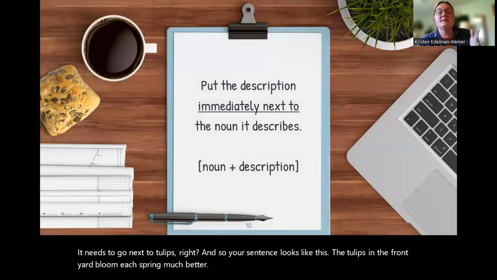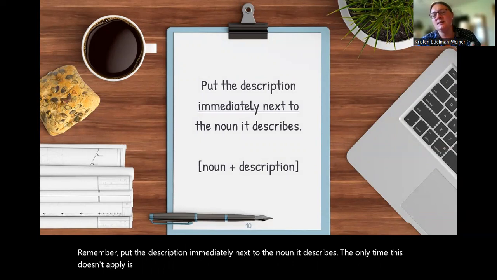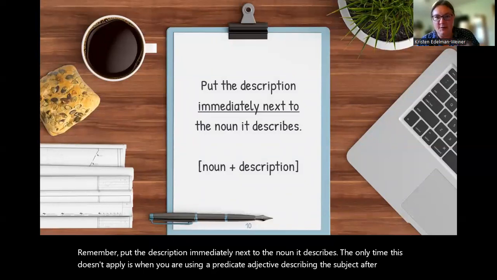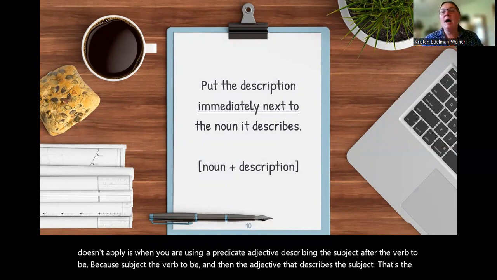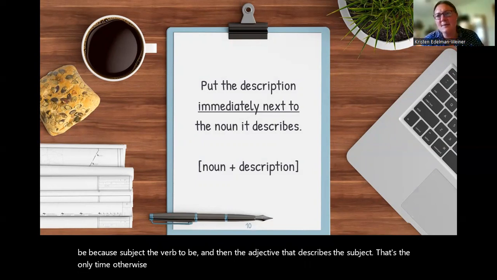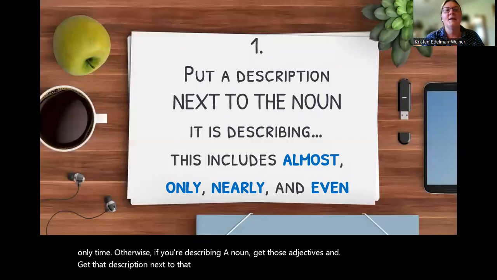Remember, put the description immediately next to the noun it describes. The only time this doesn't apply is when you are using a predicate adjective describing the subject after the verb to be. It goes subject, the verb to be, and then the adjective that describes the subject. That's the only time. Otherwise, if you're describing a noun, get those adjectives and get that description next to that noun. All right.